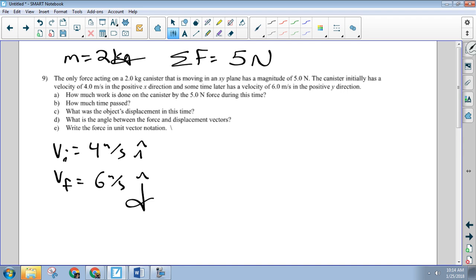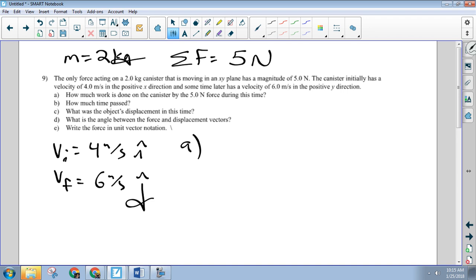All right, so part A says how much work is done on the canister by the 5 Newton force during this time. So there's 2 ways we could do this. Option 1 is figure out the displacement and then do force times displacement. Okay, and you can totally do that. Like you can do force over mass and find the magnitude of your acceleration, and then do some weird geometry stuff with ratios. And there is a way to make that work. But what I was hoping you would do is this.